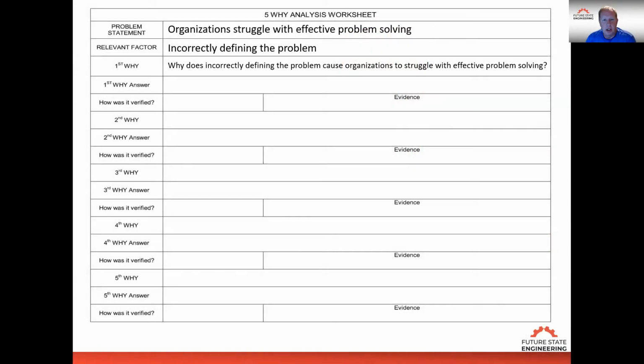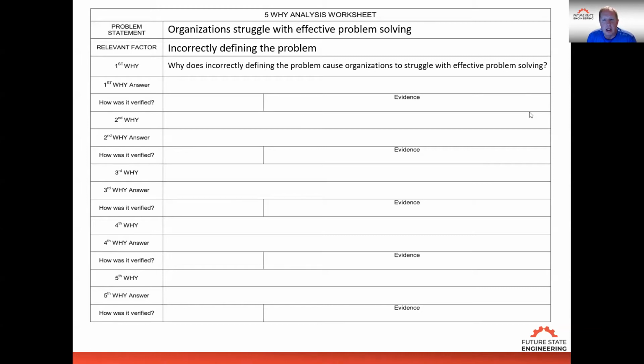In this session, we're going to continue talking about the 5 why analysis and why organizations struggle with effective problem solving. Last session, we talked about the relevant factor and the problem statement. When we ask our first why, we include our relevant factor and problem statement in the first why question. So why does incorrectly defining the problem cause organizations to struggle with effective problem solving?